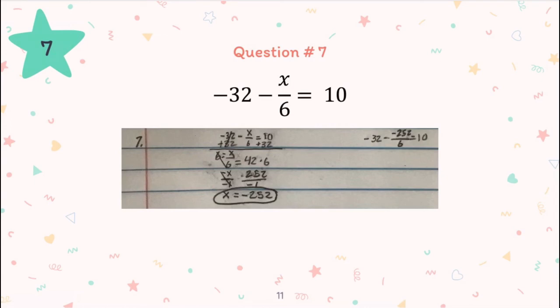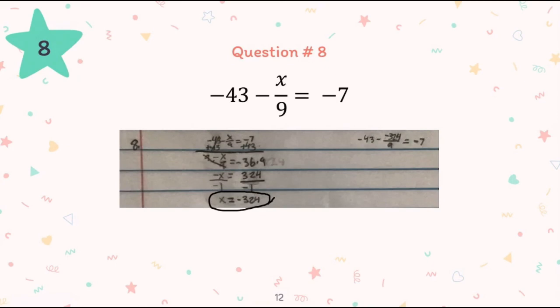So if we want to get the x by itself, we multiply 6 by itself, so 6 times 6. And what we do on one side, we do on the other side, which 42 times 6 equals 252. And since we have negative x, we want x by itself. So we're going to do negative x divided by negative 1. So now we do 252 divided by negative 1, equals x, equals negative 252. So x equals negative 252.